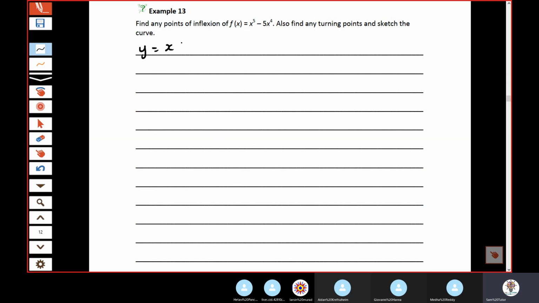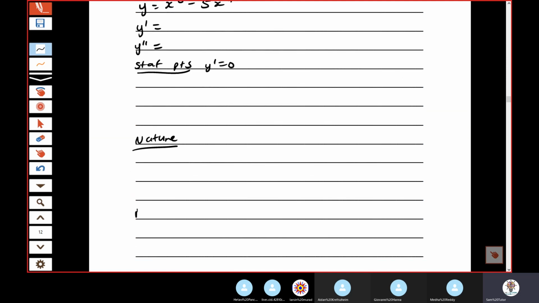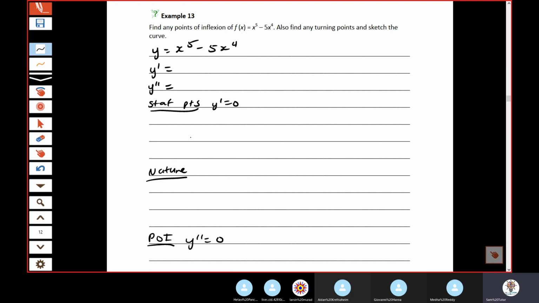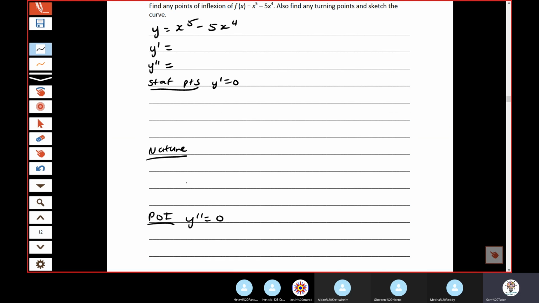This is your y. This is your y dash. This is your y double dash. This is how it should always look. Then the next line would be stat points. Then eventually you're going to find nature. And then eventually you're going to find points of inflection. And that's it. If you can pretty much memorize those steps, that's worth 2, 4, 6 marks without the sketch. And then the sketch will be the 8th mark. All right, I'll leave it with you guys again for a little while.